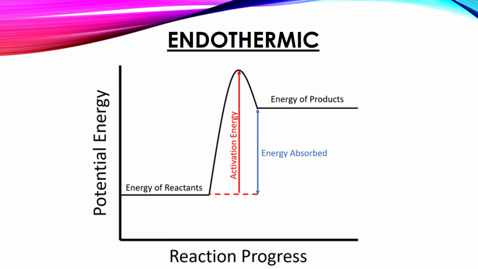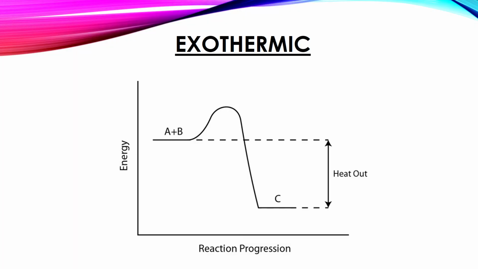Endothermic reactions are those in which there is an absorption of heat from the surrounding environment. Here, the enthalpy of the products is higher than the enthalpy of the reactants, and the enthalpy change is positive. Exothermic reactions are those in which there is a release of heat, and that energy is given out to the surroundings. In this type of reaction, the enthalpy of the products is lower than the enthalpy of the reactants, and consequently the enthalpy change is negative.